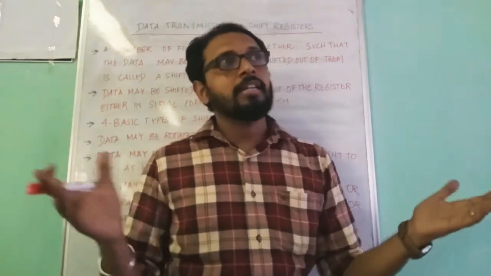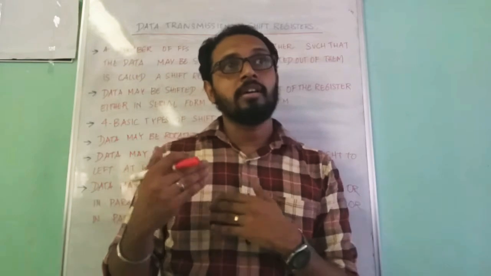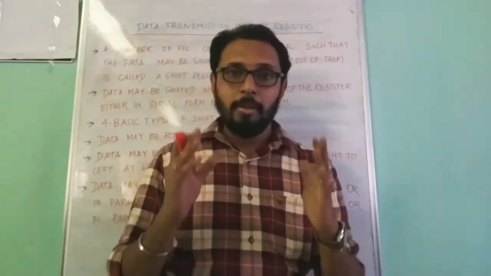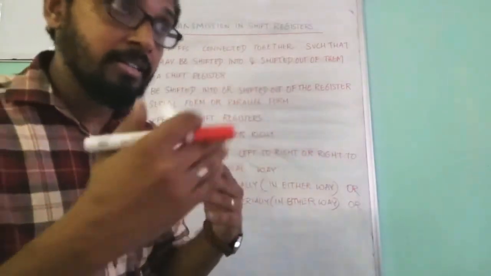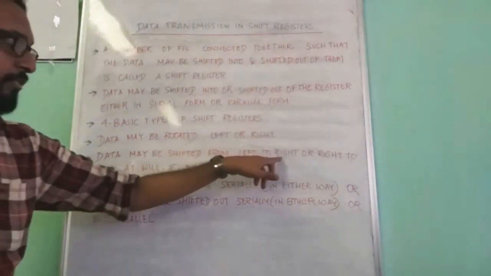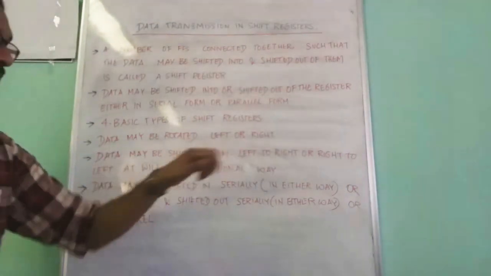At times, we can find questions like, explain how data transmission takes place in PISO, that is parallel in, serial out shift register. Data may be shifted from left to right or right to left at will, that is the bidirectional way.